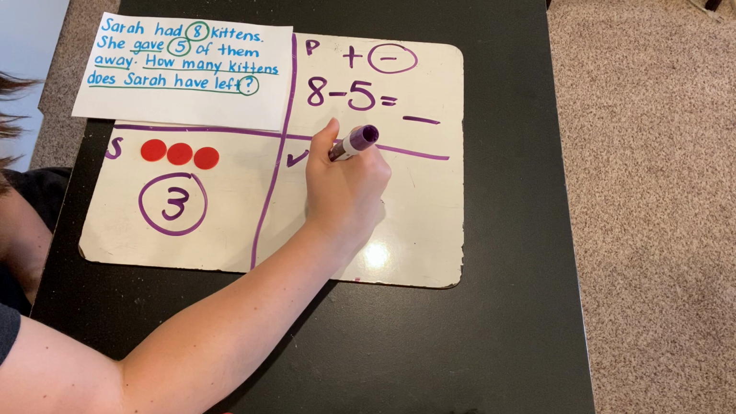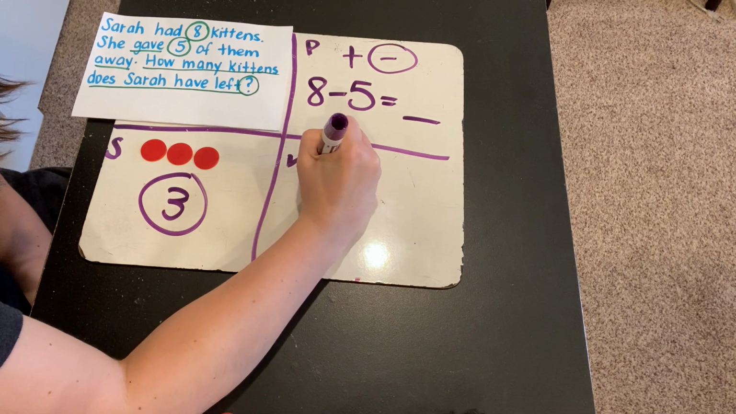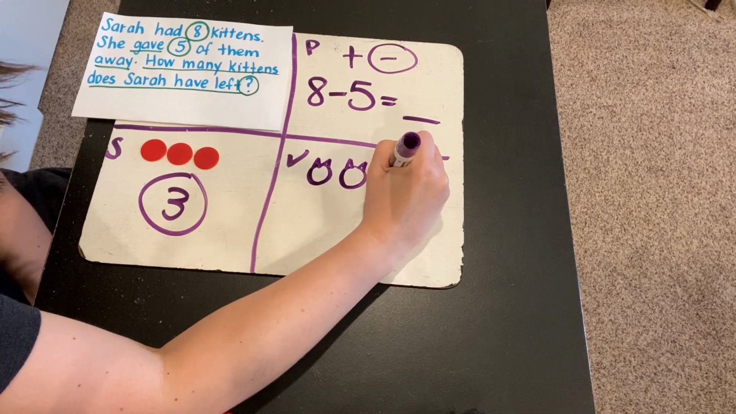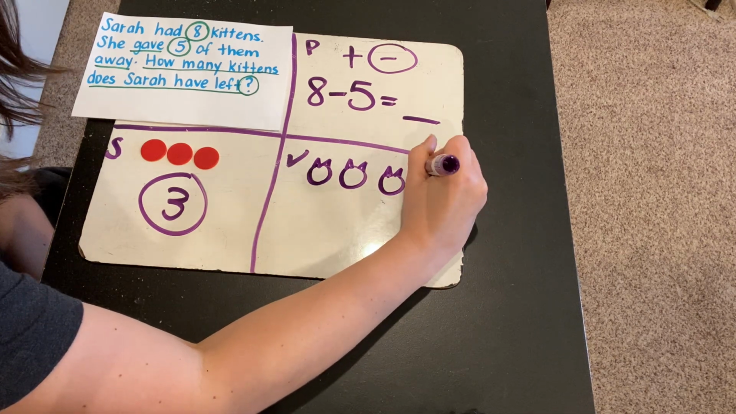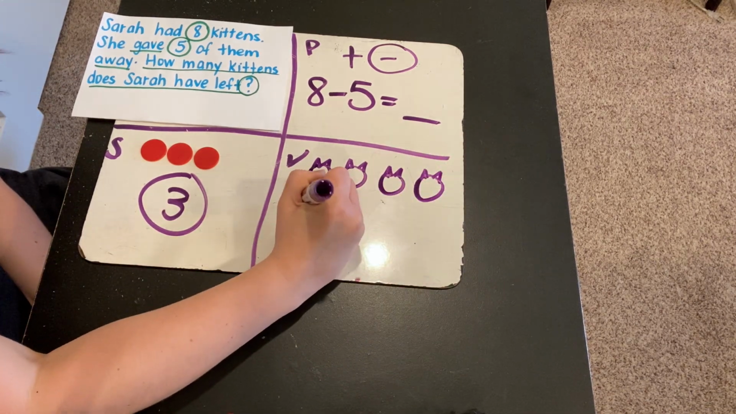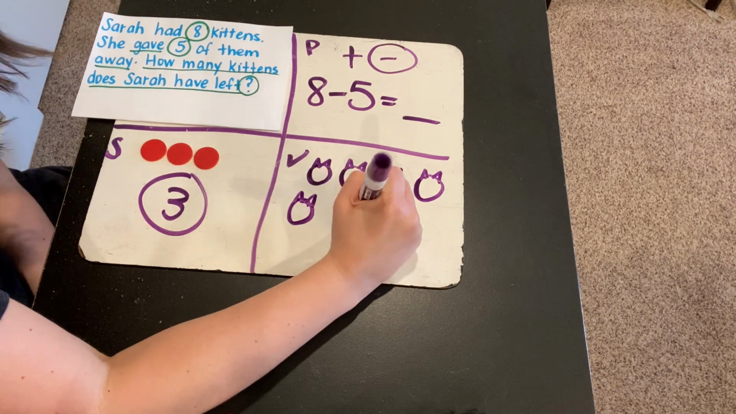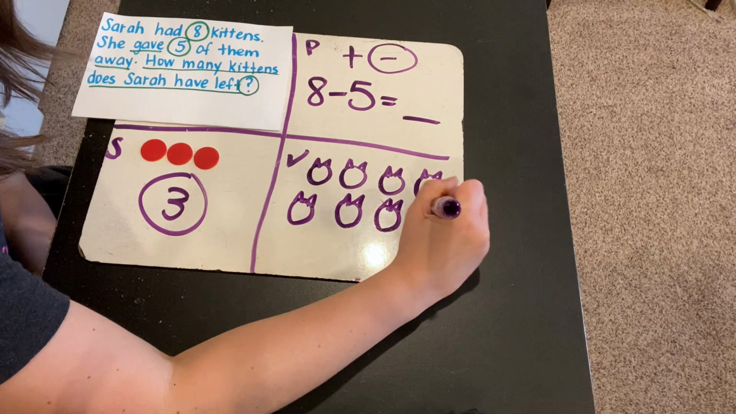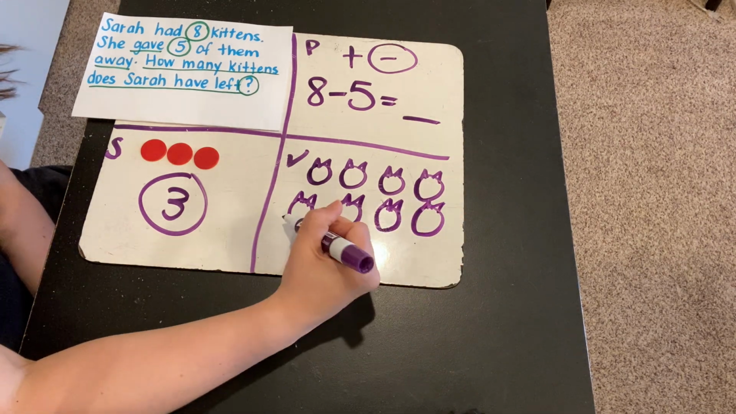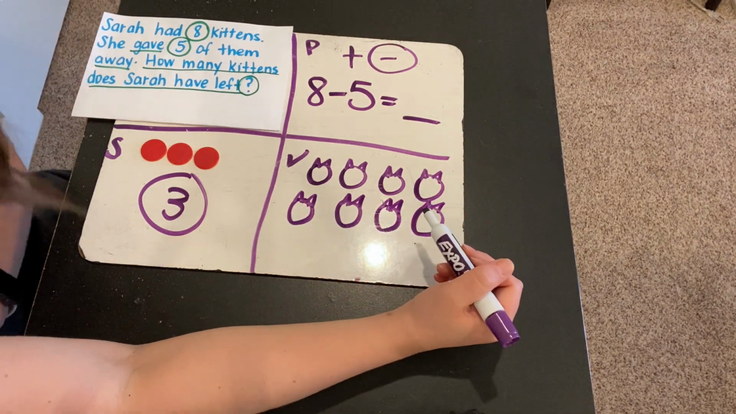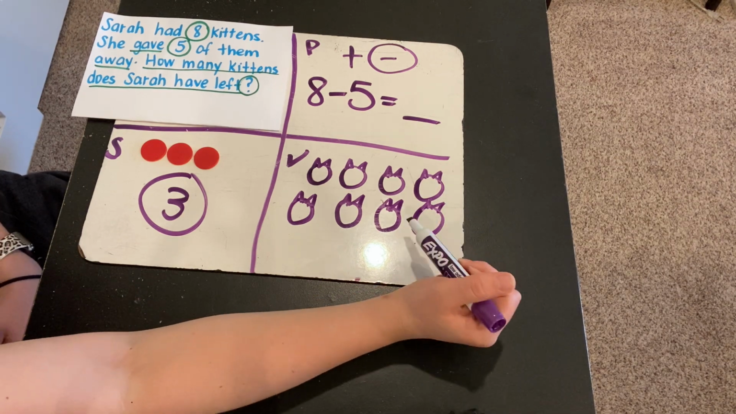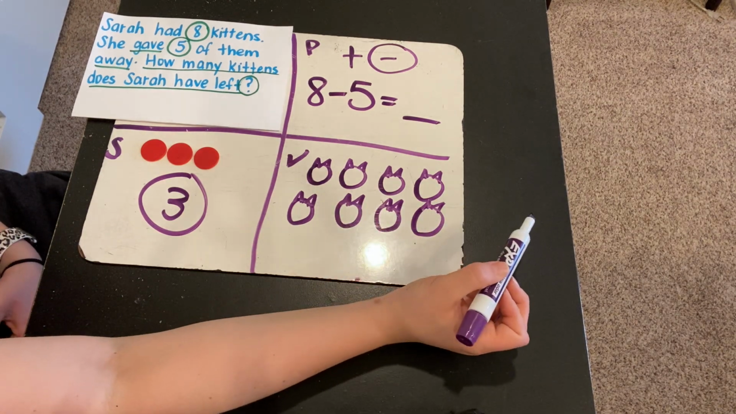All right, 8 kittens. Here's 1, 2, 3, 4, 5, 6, 7, 8. All right, here are my 8 kittens. I know I didn't add faces. I could if I wanted to, but we've got ears. All right, so there were 8 kittens, and then she gave away 5.